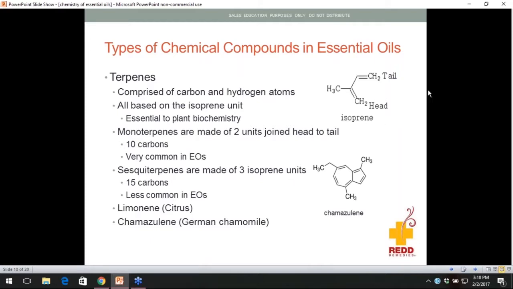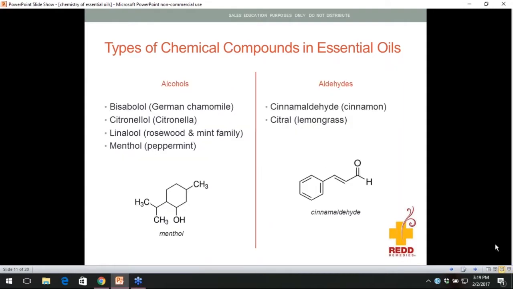Sesquiterpenes are made of three of these units put together. While monoterpenes are really, really common in essential oils, sesquiterpenes are not. Chamazulene is a monoterpene. You're going to find that in German chamomile, 10 carbons. Sesquiterpenes, not so much. They're less common in essential oils. But this is the basic unit. When we look at the chemistry of an essential oil, terpenes and this isoprene are the basic unit. They're all built off of this little guy right here.